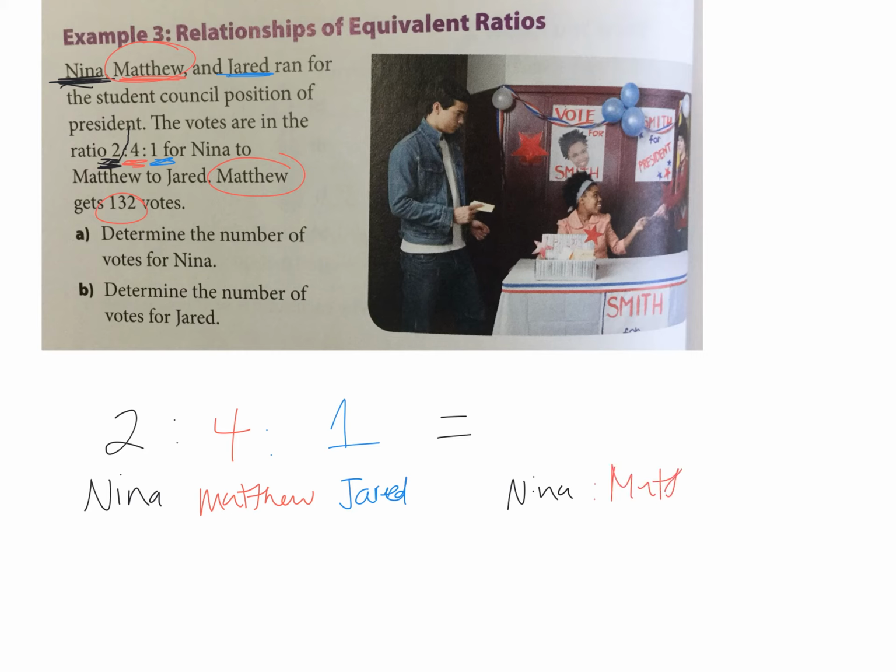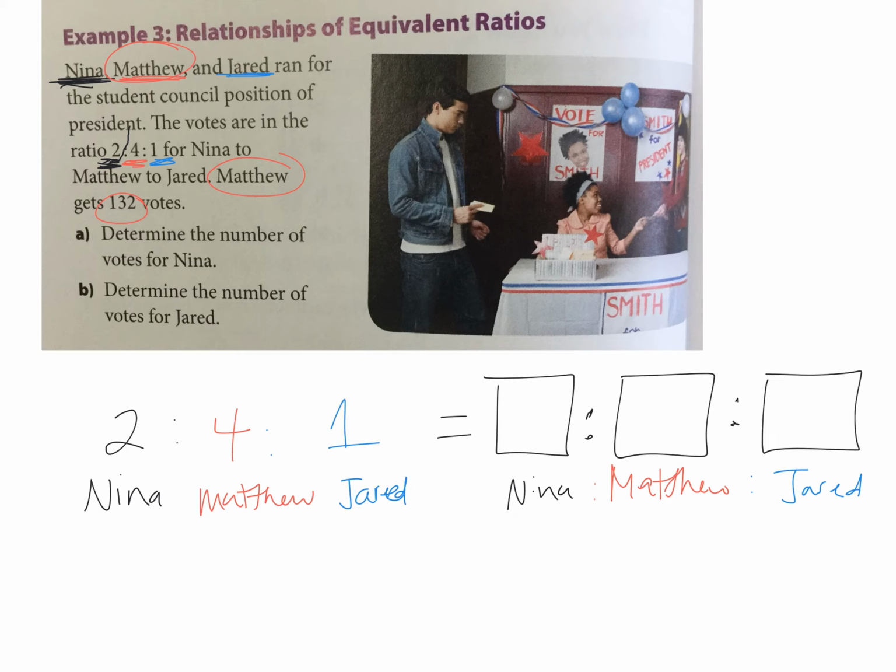Who got 132 votes? So where would I write that? First, second, or third? Second. Now, we need to figure out what Nina got and what Jared got. So, we need to figure out how to get from here to here. We're trying to find a number that we multiply, okay? And it has to be the same number. So, let's look at Matthew. We know that Matthew got 132. We have to figure out 4 times what gives you 132.